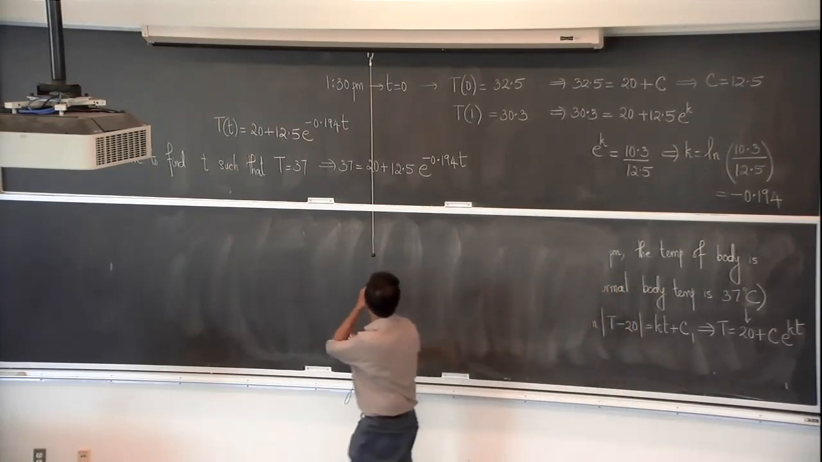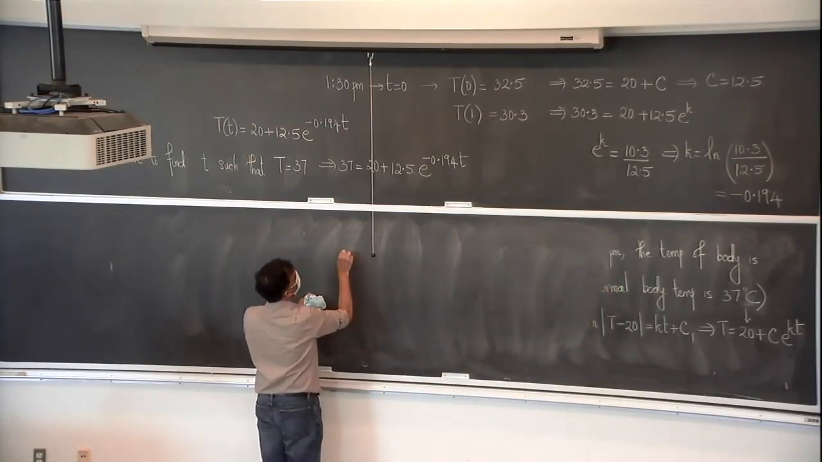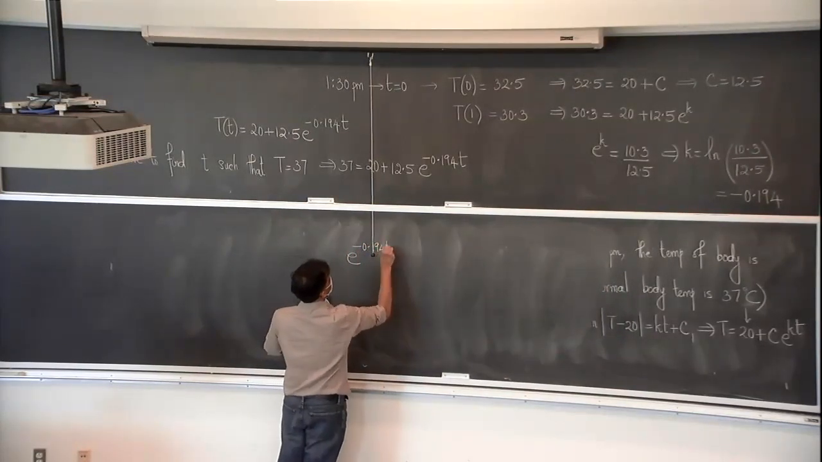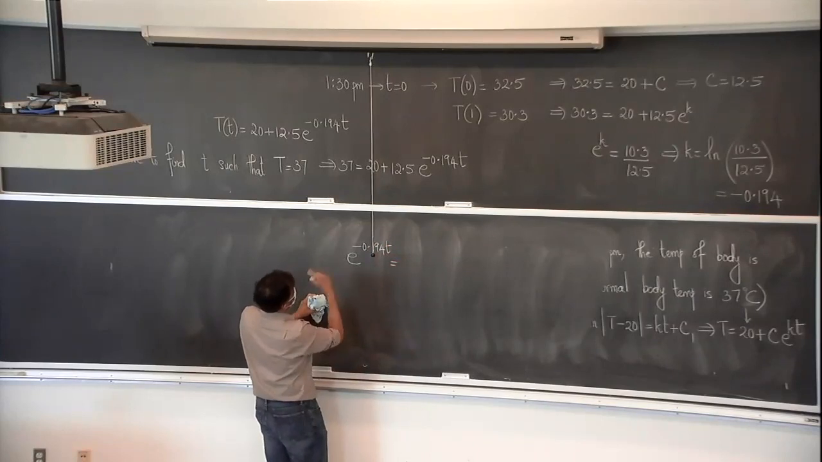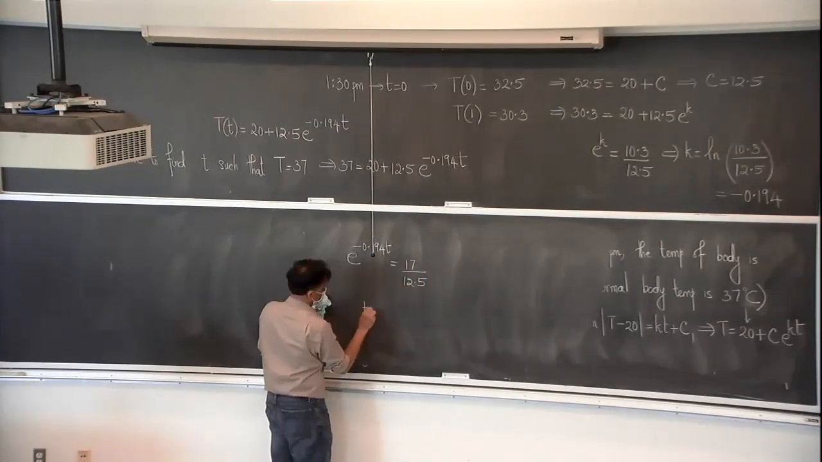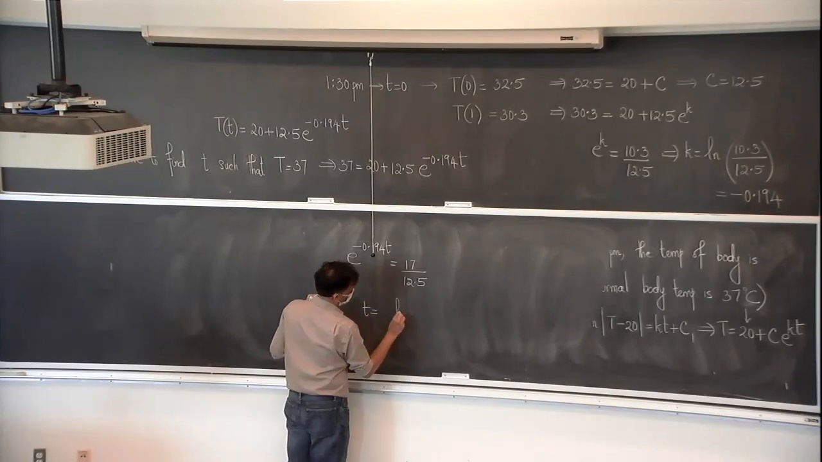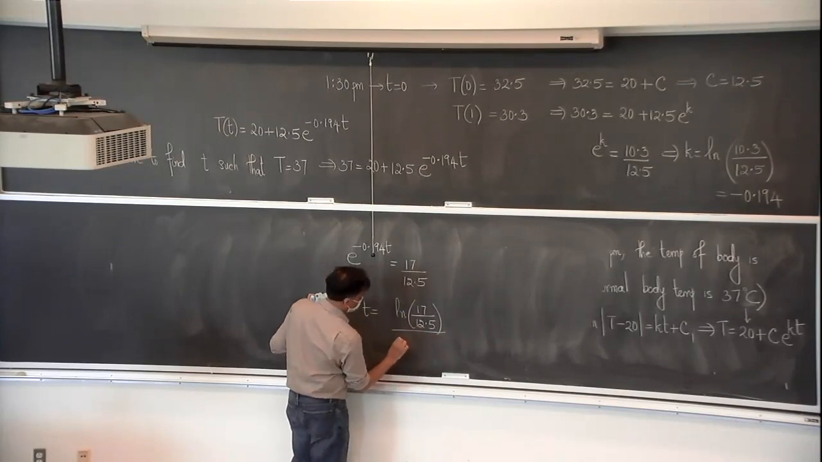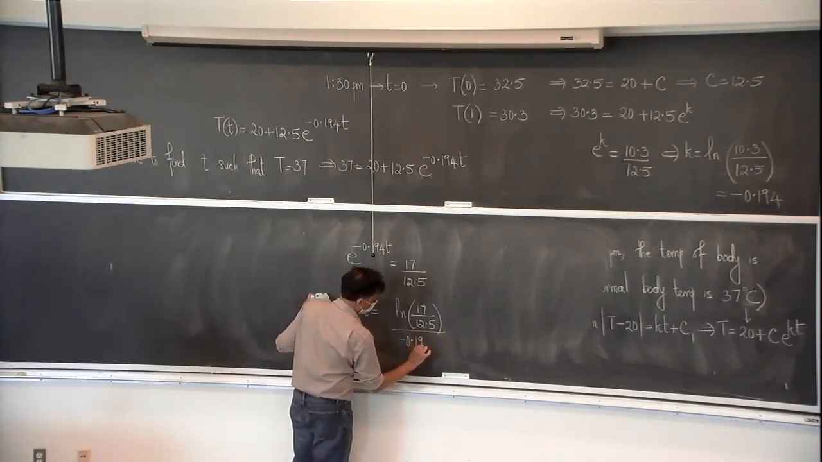All right, do the math. So you have e to the power of negative 0.194t equal to 17 over 12.5, or t equal to ln of 17 over 12.5 divided by negative 0.194.